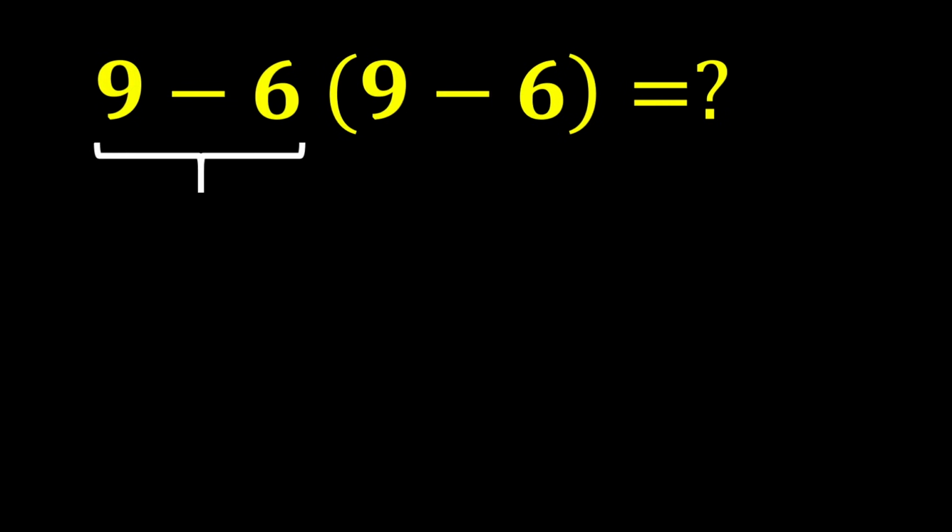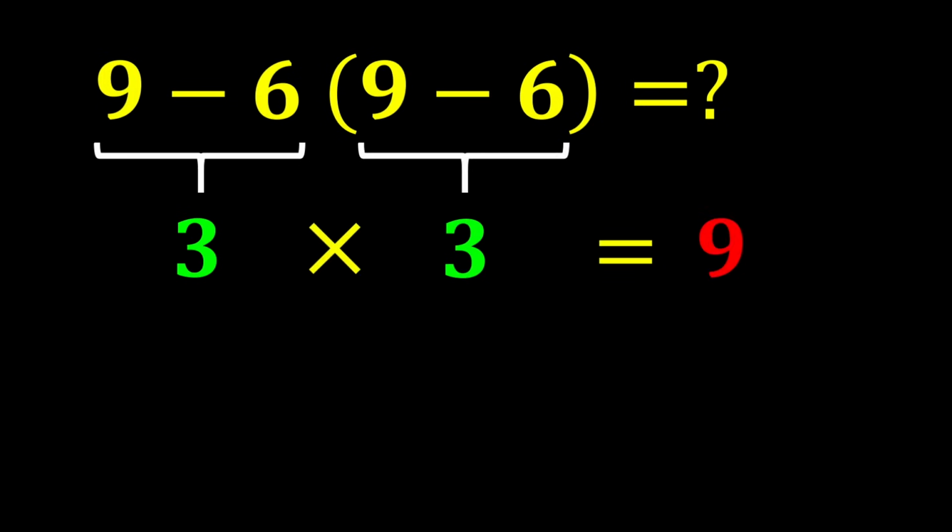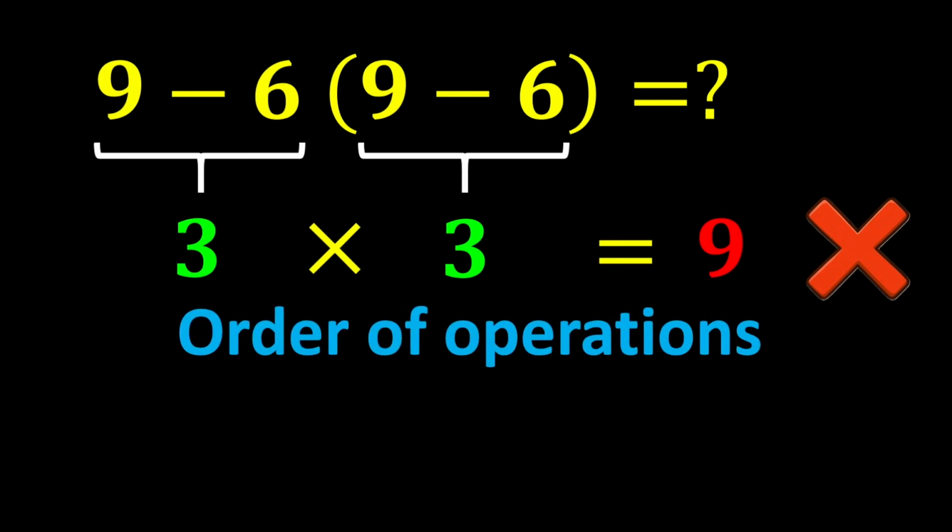9 minus 6 gives us 3, and again inside the parentheses, 9 minus 6 gives us 3. In the end, 3 multiplied by 3 gives us 9. But this answer is not correct because we did not follow one of the most important rules in mathematics called the order of operations. The order of operations tells us that when we face a mathematical expression, we cannot start solving it from anywhere we like.